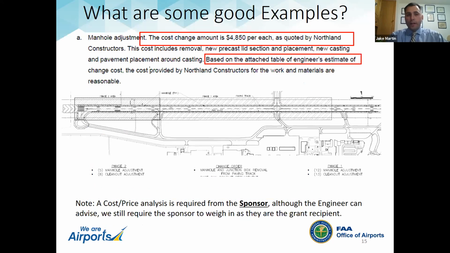And then again, when we look at these things, what we're looking for is, okay, what's the price? What's the backup for the quote from the contractor? Exactly what are they doing with this quote? Are they missing anything? Is there additional costs that you're not thinking about with this change order? And then is there that engineer's estimate with the sponsor cost price analysis included, so we can make the determination that it's reasonable? And again, sometimes I see the engineer of record or the construction administration trying to provide that service to the airport of the reasonable or the cost price analysis.